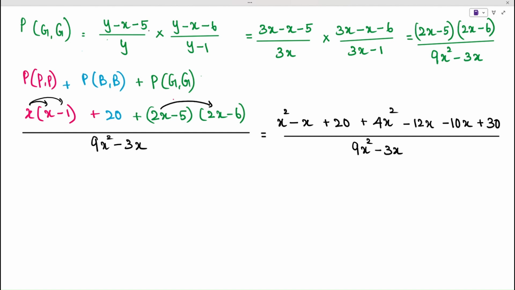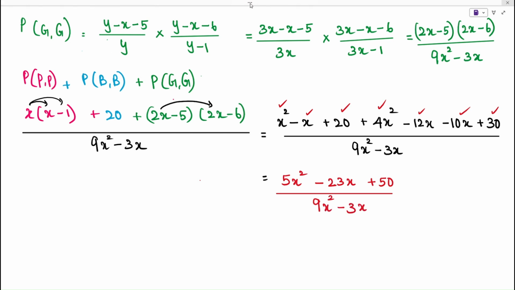Now we can start bringing together all of our like terms. So we're going to start off with our x squareds. x squared plus 4x squared gives us 5x squared. Minus x minus 12x minus 10x gives us minus 23x. 20 plus 30 gives us plus 50. And this is all over our denominator of 9x squared minus 3x.